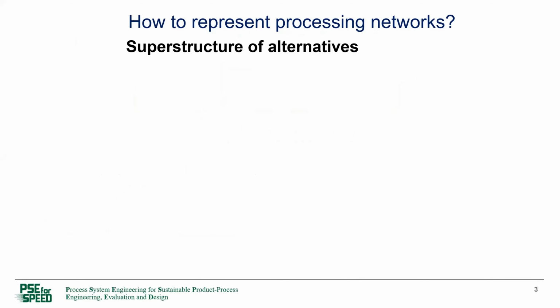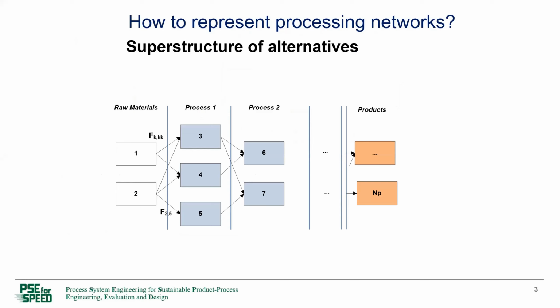So, superstructure of alternatives. As the question also was asked, what is the difference between flowsheet and superstructure? A flowsheet is just one feasible solution within the network of flowsheets in a superstructure. So what you see is, in a simple way, how we represent a superstructure. In our case, we have raw materials on the left, and that can be more than one. We have products on the right, that can be more than one. And then in between, we have what you see as process 1, 2, 3.